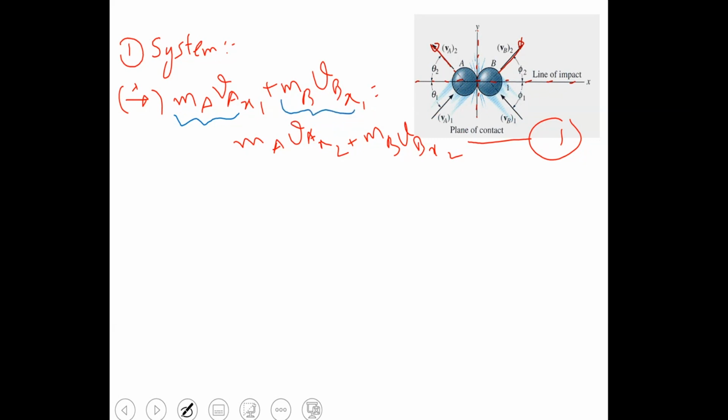Similarly, mBvBx1 is the component of initial momentum of particle B along the line of impact. Similarly, these are the components of particle A and B final momentum along the line of impact. So the difference in step number 1 from the step number 1 of central impact is that instead of considering complete momentum, you have to take those components of momentum which are along the line of impact. Is this point clear to all of you?